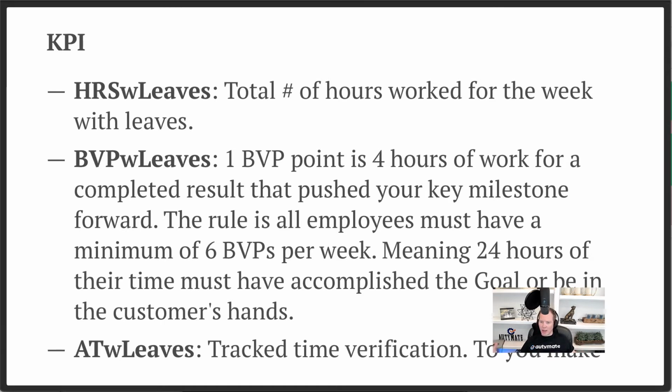And so you need to have an average of 6 BVPs per week over the last 6 months or 90 days as well. Or there's an issue, we need to figure out why your work isn't getting in the customer's hands, because the most important thing is getting work completed. We also have active track with leaves, which basically tracks time verification.